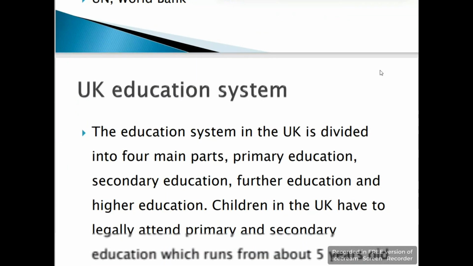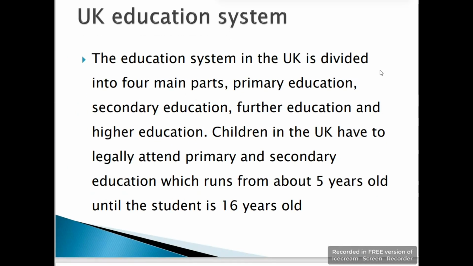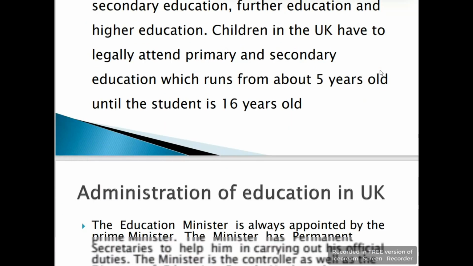Now, the UK education system. The education system of the UK is divided into four main parts: primary education, secondary education, further education and higher education. Children in the UK have to legally attend primary and secondary school education, which runs from about 5 years old until the student is 16 years old.